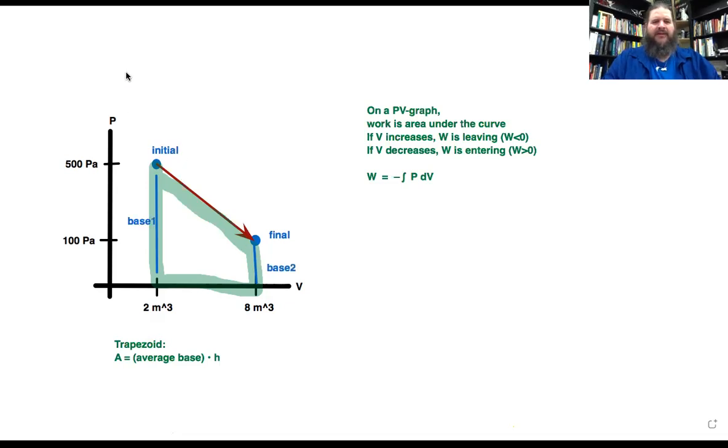And then the height is the distance between those. So this would be the height in this context. So this is one way you could do that. You could take the average of the bases, average of 500 and 100. And what is the average of 500 and 100?